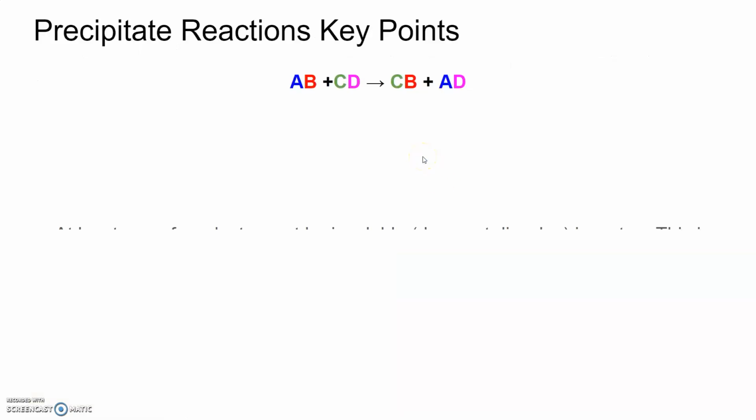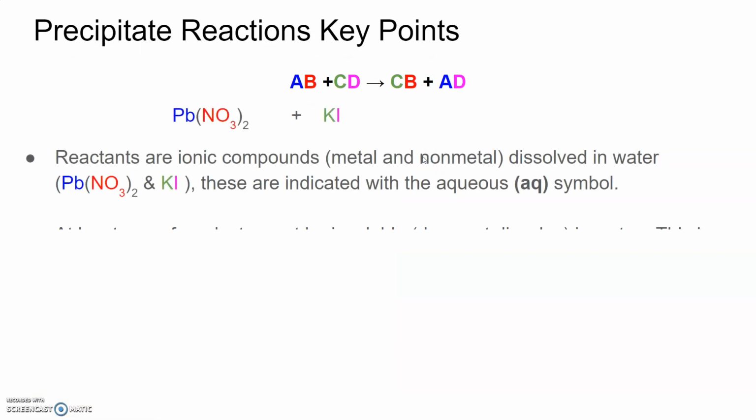So let's go over some key points about precipitate reactions. In a precipitate reaction, the reactants are ionic compounds. So remember, ionic compounds have a metal and nonmetal. And the ionic compounds must be dissolved in water. Because they're dissolved in water, we use the symbol AQ, or aqueous, in the balanced chemical equation to show that they're dissolved in water. And the phases that things are in for these precipitate reactions are important. So it's important to know what the phases are, if it's aqueous, AQ, if it's solid, S.